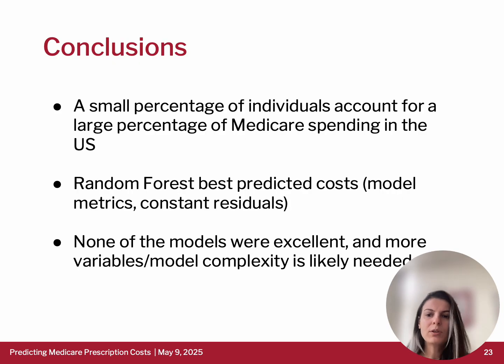Finally, what did we learn? Prescription costs are highly concentrated. A small number of people account for most spending. While machine learning models like random forests can significantly outperform linear models, none of them perfectly capture the most expensive patients. This is likely due to missing clinical features like diagnosis or comorbidities that influence treatment costs. Still, our models show that meaningful cost prediction is possible using just demographic and prescription-level features.